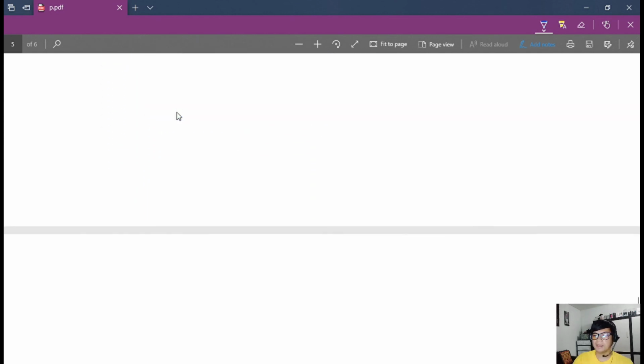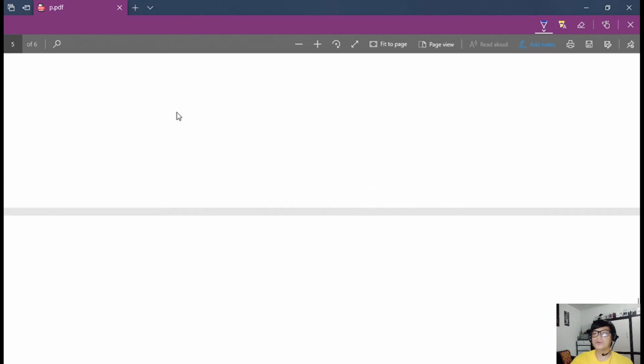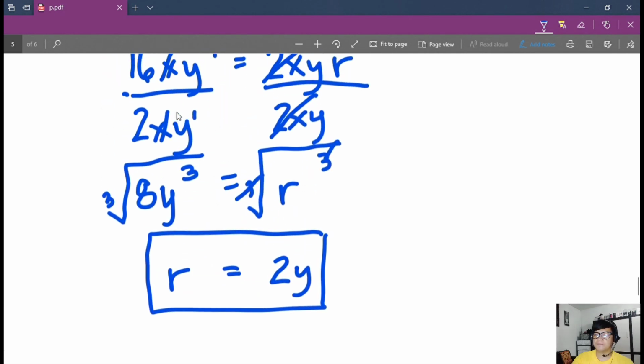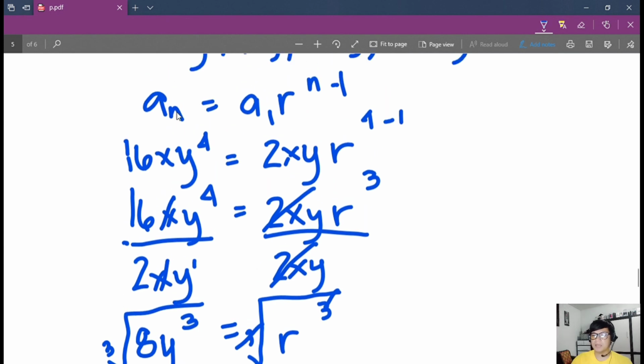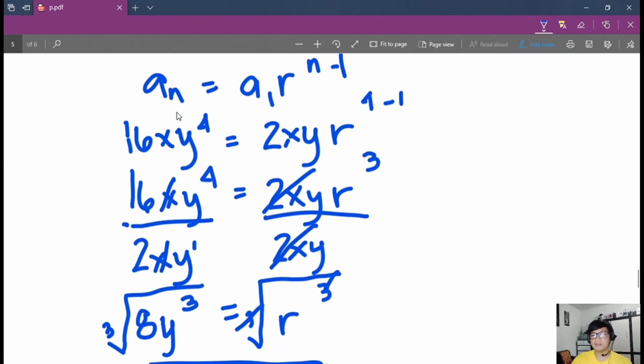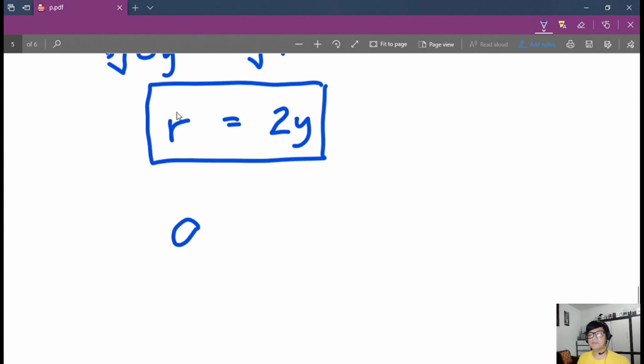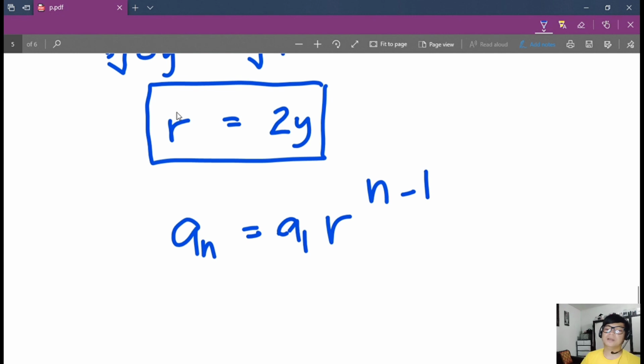Meron pa ba? So, wala na. 5 lang pala tayo hanggang. So, ganun mag-solve pag hinahanap yung geometric means. Gagamitan natin siya ng formula. Don't forget the formula. Yung a sub n is equal to a sub 1 r raised to n minus 1 power. Where a sub n is the nth term, a sub 1 is the first term, r is the common ratio, n is the number of terms. Ito yung ating formula.